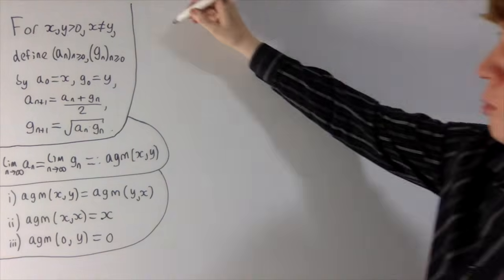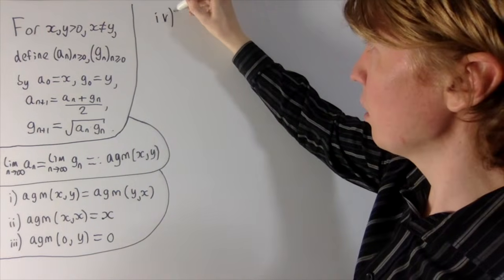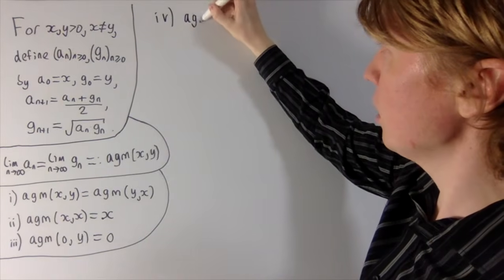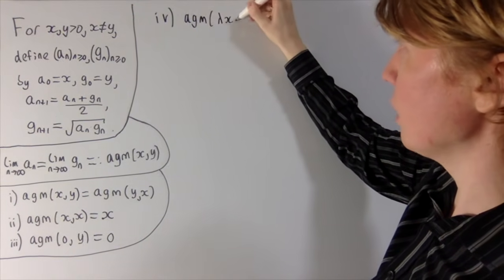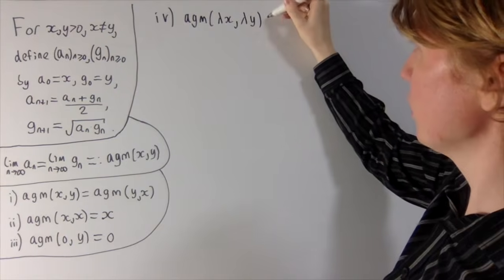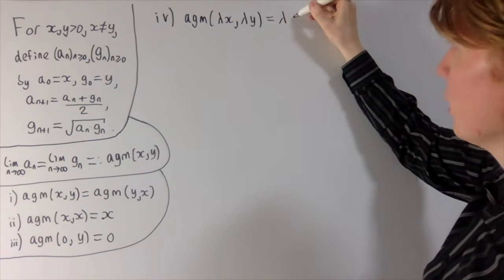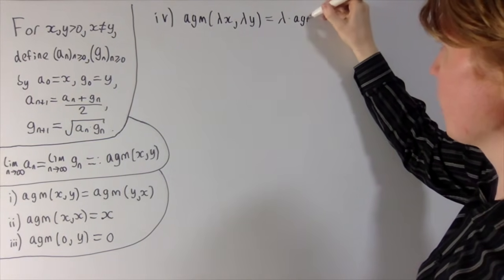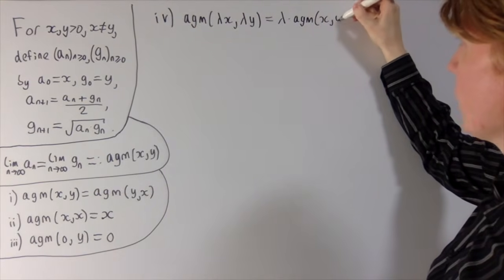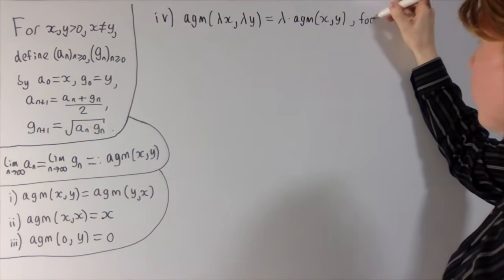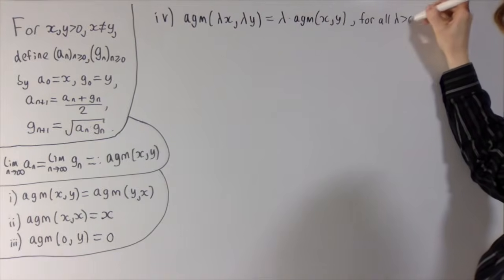So finally, let's have a look at one last property of the arithmetic-geometric mean, which is that it preserves scalar multiplication. So if you have the AGM of lambda x and lambda y, this is always the same as lambda multiplied by the AGM of x and y for all lambda greater than 0.